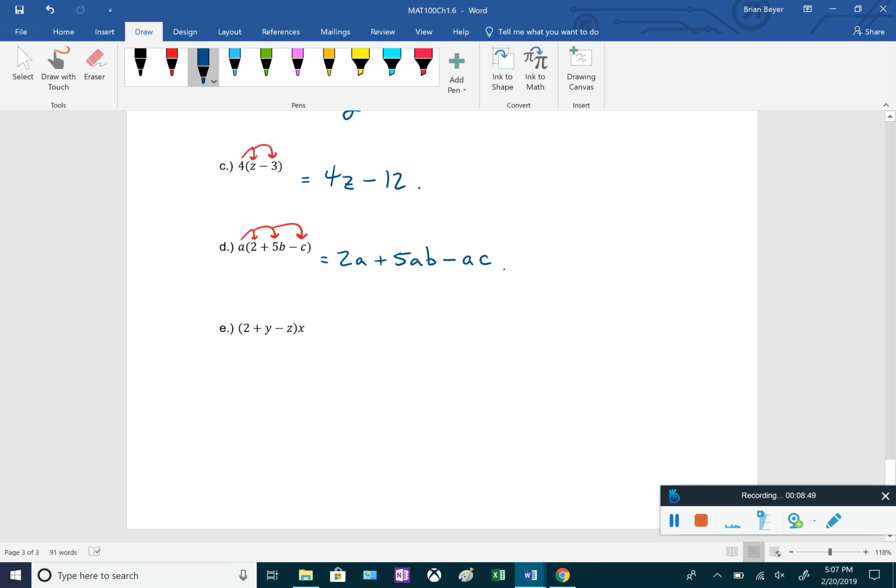Okay, last one here, we have (2 plus y minus z) times x. So you can either distribute based off of that, or you can rewrite this as x times (2 plus y minus z). So we can rewrite it this way and write the x first, thanks to the commutative property of multiplication. So I'm going to distribute the x into each term. So x times 2 is 2x. x times y is plus xy. And x times negative z, it's going to give us minus xz.